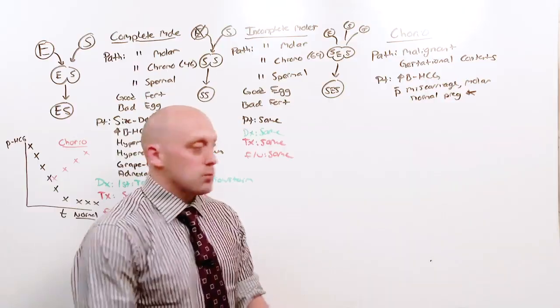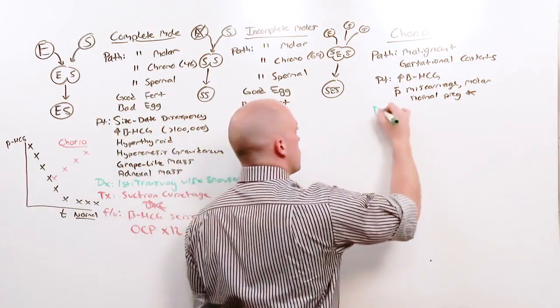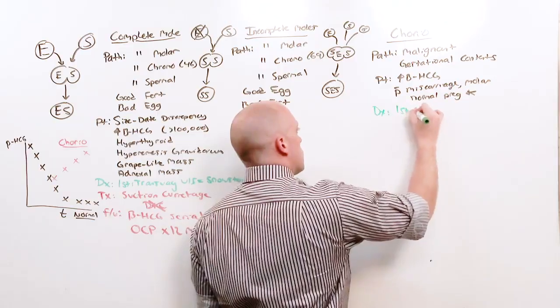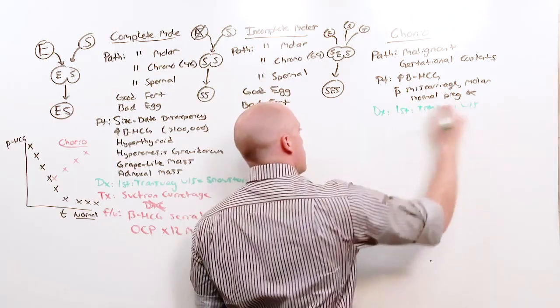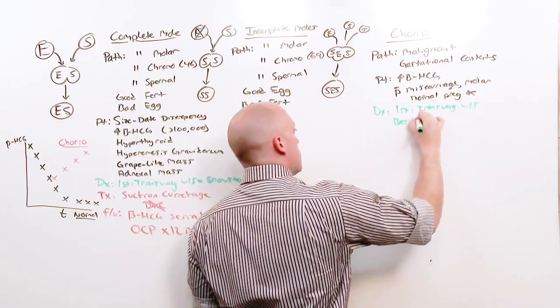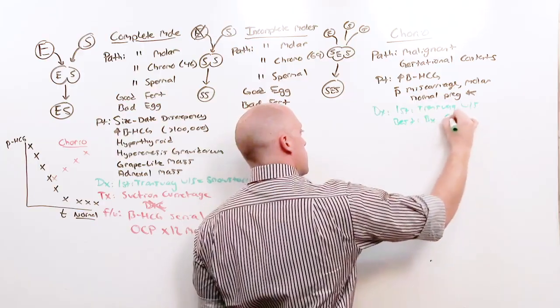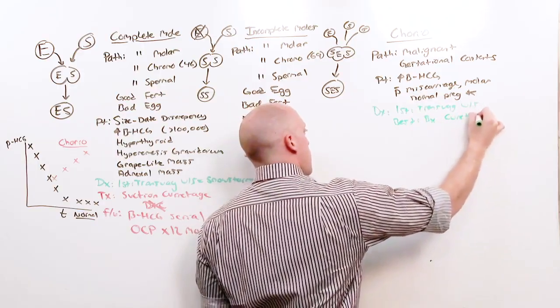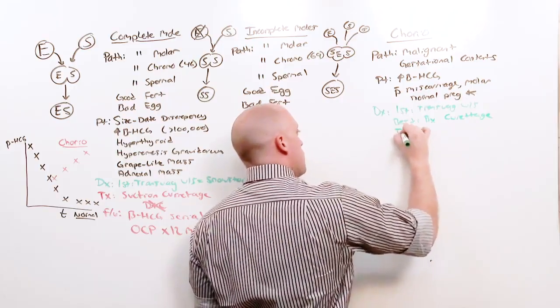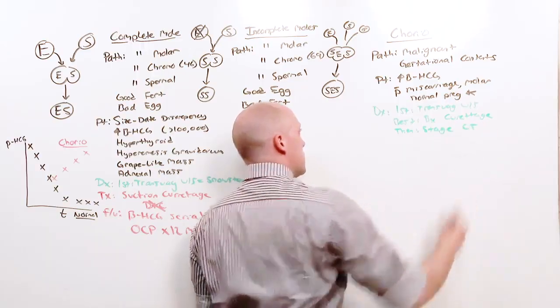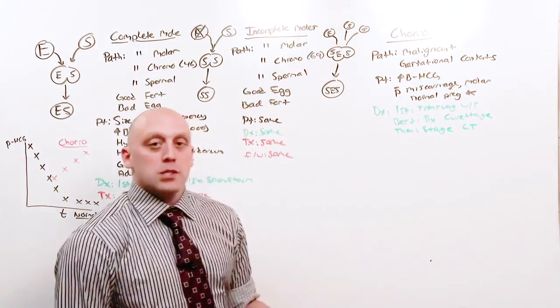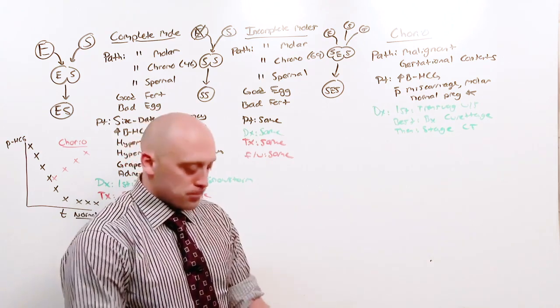Very similar to a complete or incomplete mole, the first step is going to be a transvaginal ultrasound. The best test is a biopsy obtained by getting a curettage. After you've made the diagnosis, you need to stage with some sort of imaging, generally a CT scan. And choriocarcinoma likes to go to the lungs and the brain.